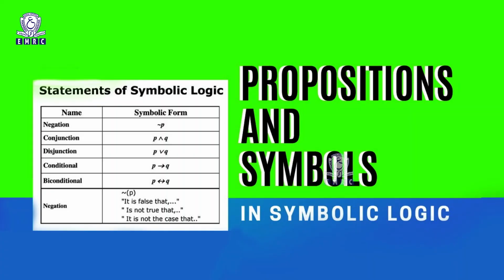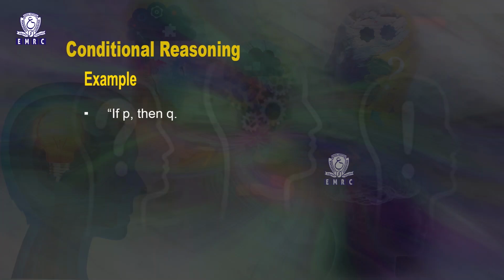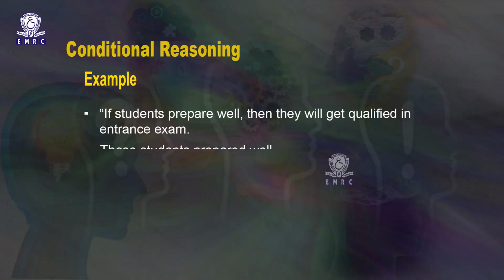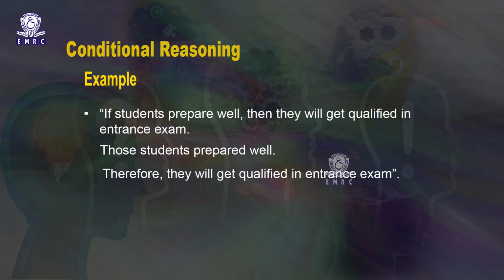The usual set of conditional propositions from which you can draw a well reasoned conclusion is if P, then Q. P, therefore, there will be Q. So, let us prolong the same example. For example, if students prepared well, then they will get qualified in entrance exam. Then the following statement is those students prepared well.